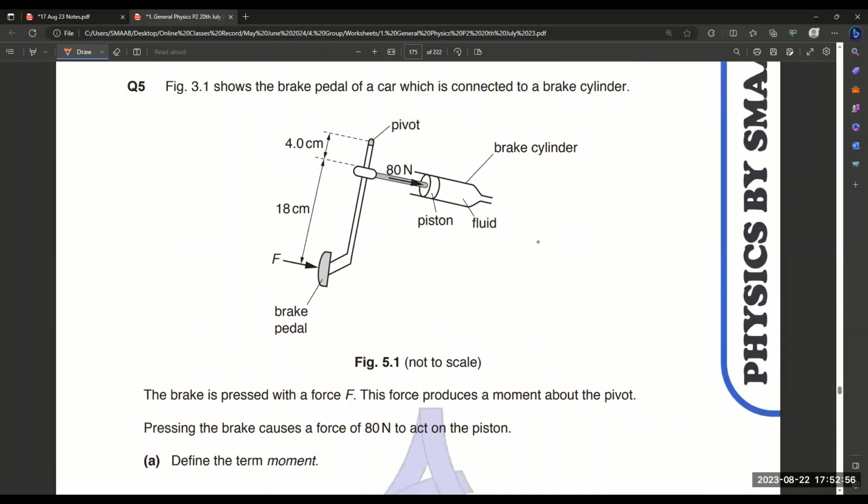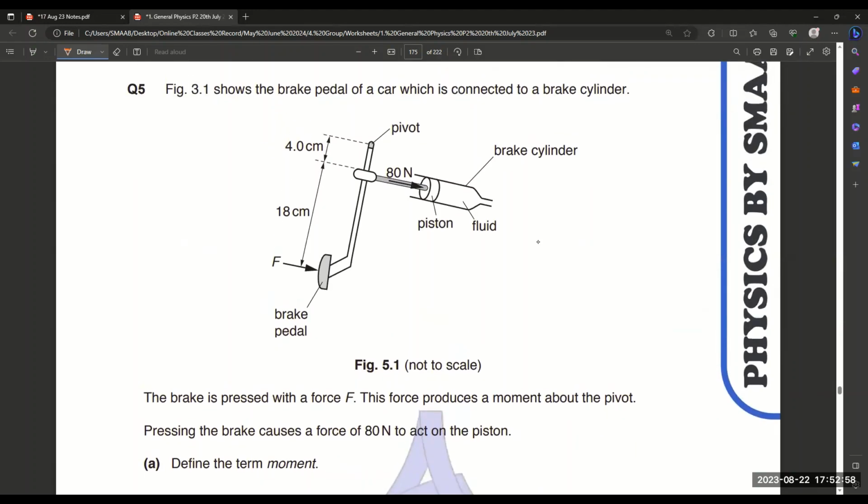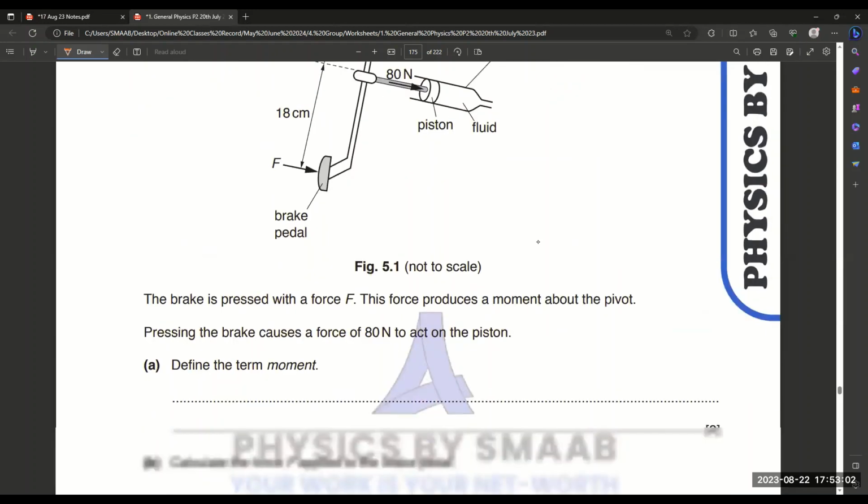Okay, this is related to brake cylinder. So just skip this question.